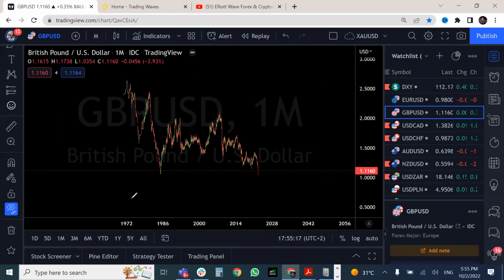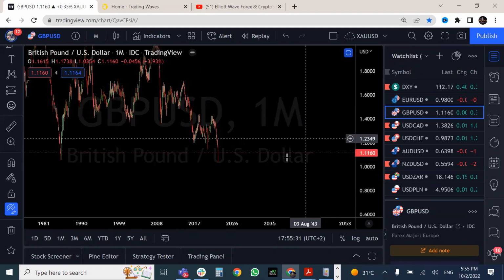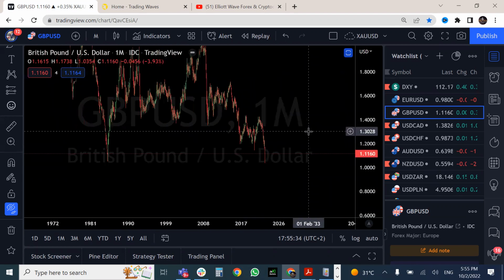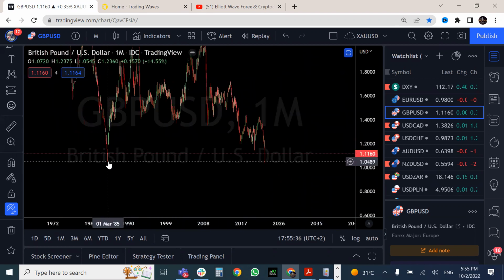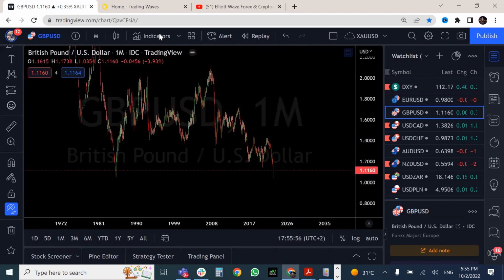Now, if you look at pound US dollar on the monthly chart, where we are now with the pound, we're currently at 1160, and the last time that pound touched the level it touched this last week was way back in 1985, 86. How interesting that just last week, we touched a level on pound US dollar that was only visited over 30 years ago. Now, very interesting that as soon as we touched that level, we started making a bounce.